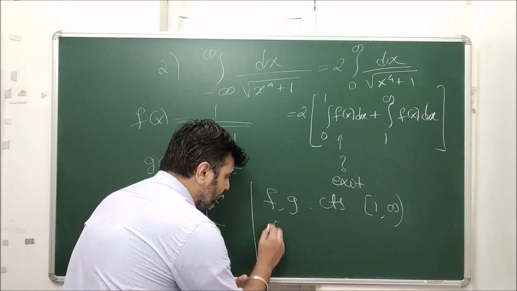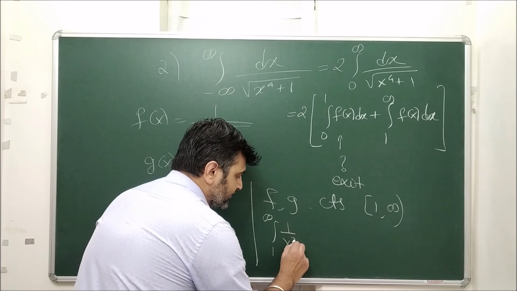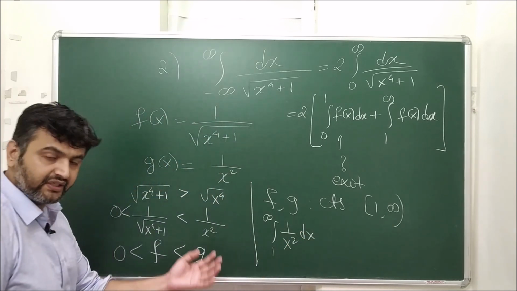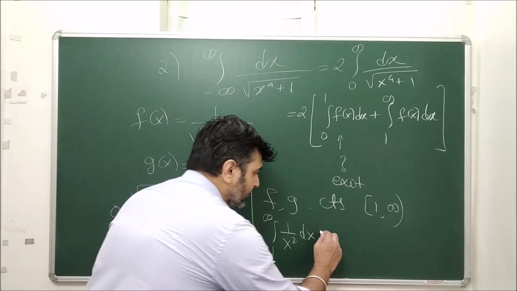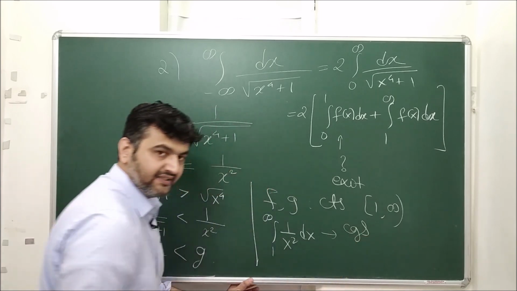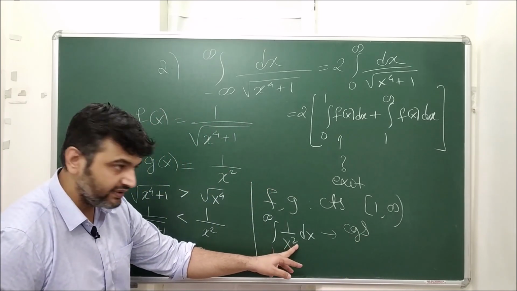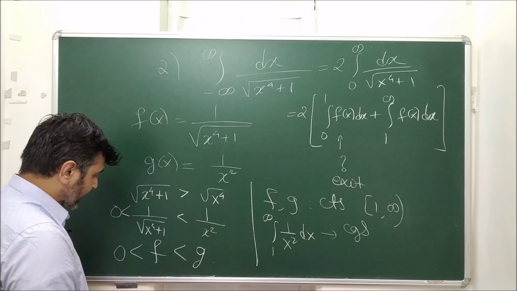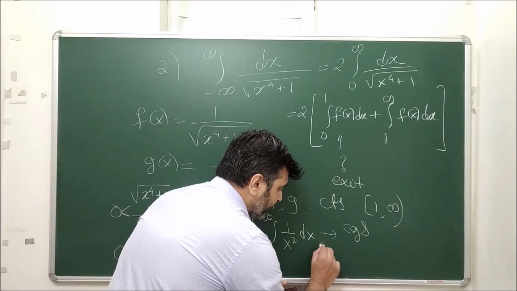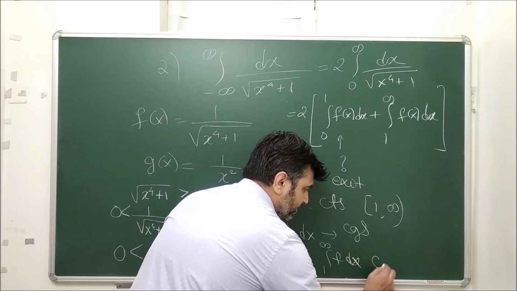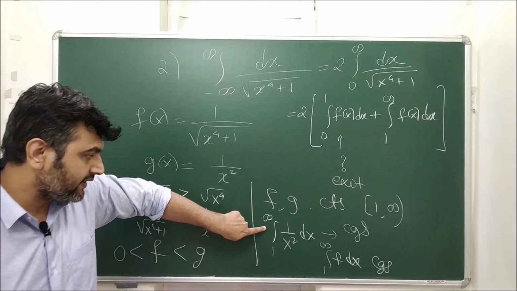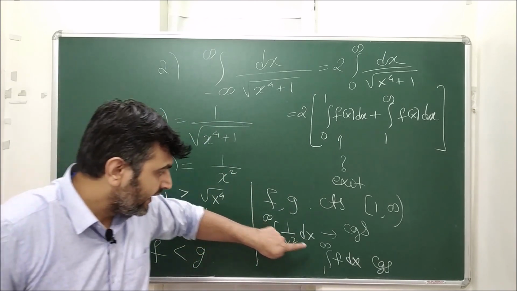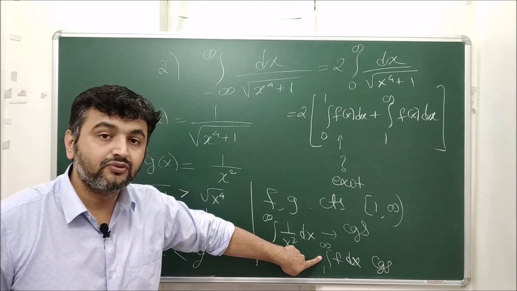And what can you say about integral 1 to infinity g of x dx? It converges by p integral test. So this is convergent by p integral test because your p is 2 which is bigger than 1, and therefore by DCT integral 1 to infinity f dx converges. So this converges by p integral test, and by DCT this integral also converges.